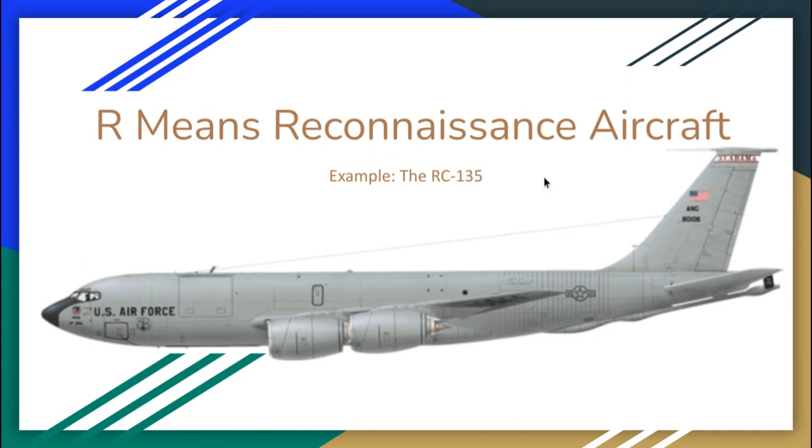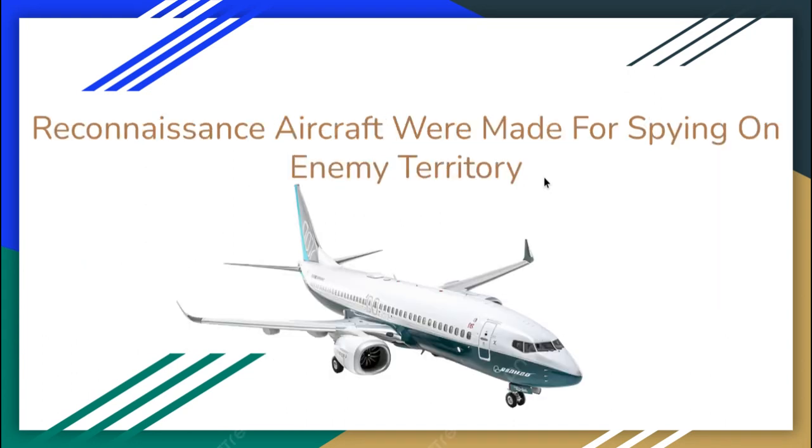R means reconnaissance aircraft, and my example is the RC-135. Reconnaissance aircraft were made for spying on enemy territory. For example, the SR-71, I think, is one of the fastest planes ever made, if not the fastest, and it will go through enemy territory and see what they're doing, so jets can quickly come and destroy them.